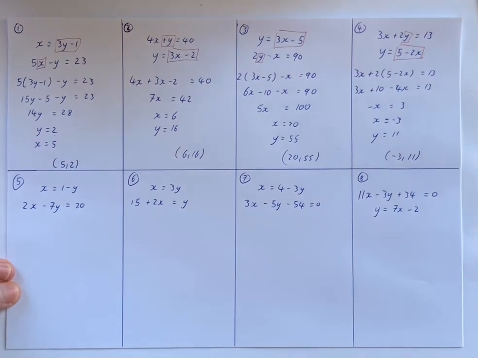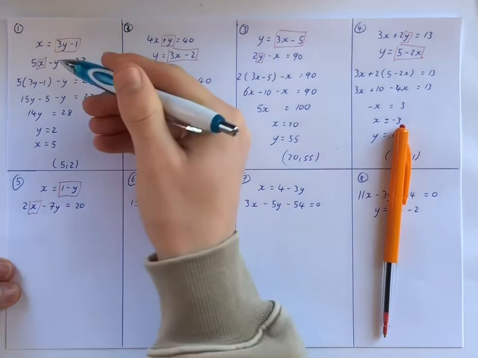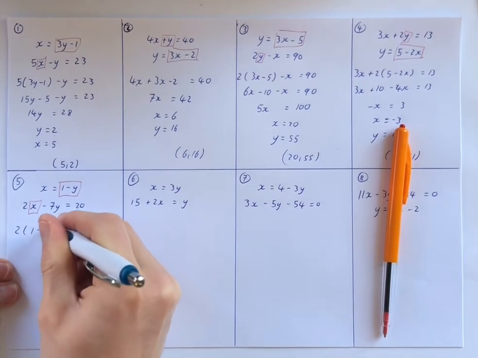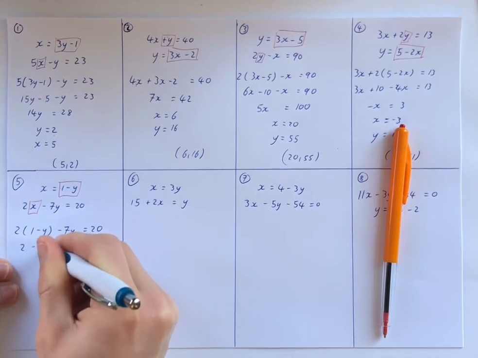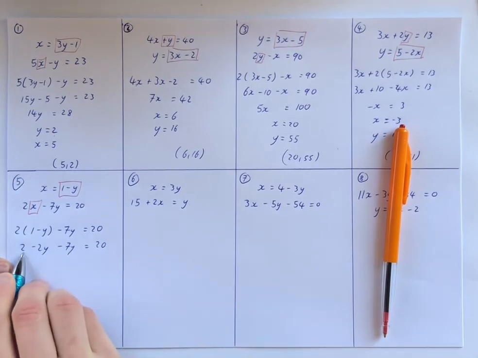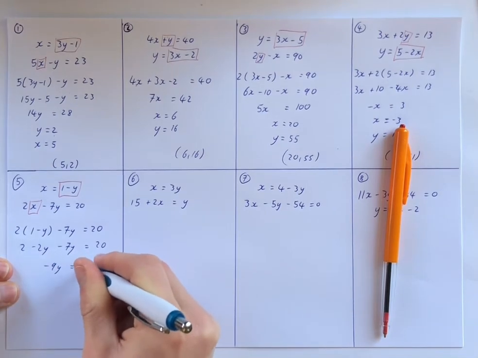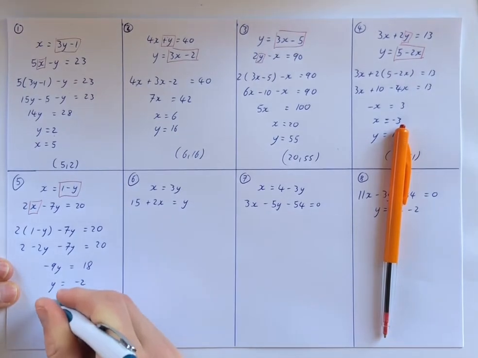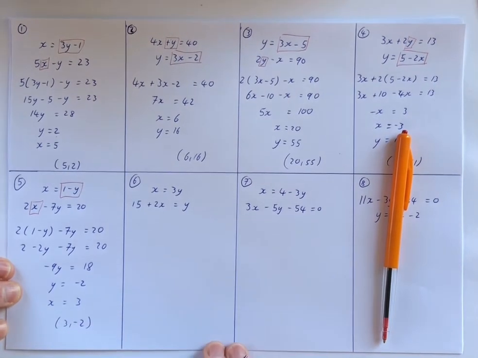X equals 1 minus y. That's our replacement. Sometimes you'll replace the x, sometimes you'll replace the y. So we've got 2 times (1 minus y) minus 7y is 20. Expanding, 2 minus 2y minus 7y is 20. I'm going to subtract the 2 and collect my like terms. Negative 9y is 18. And when I divide by negative 9, I'm going to get negative 2, which means x is equal to 3. So 3, negative 2 is the point of intersection.